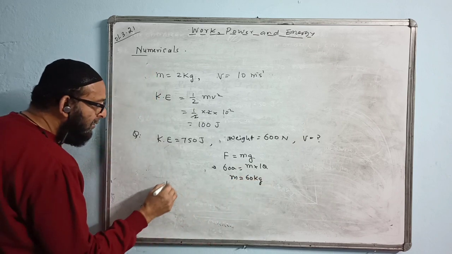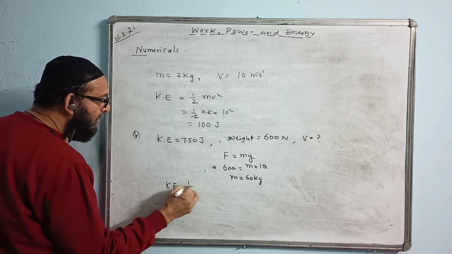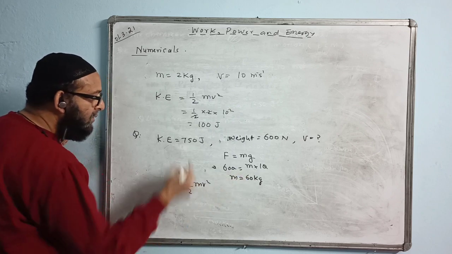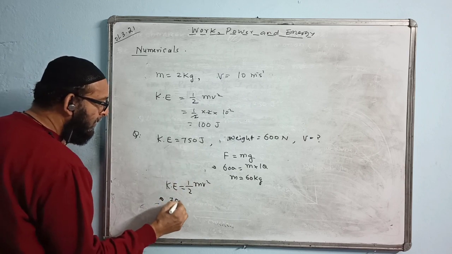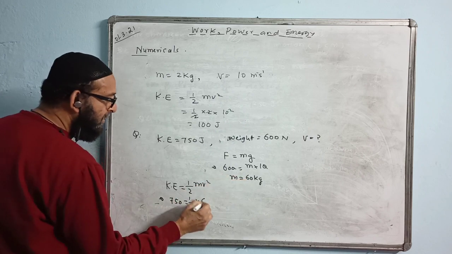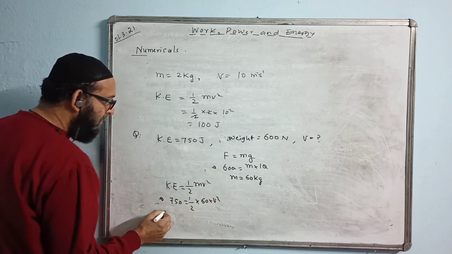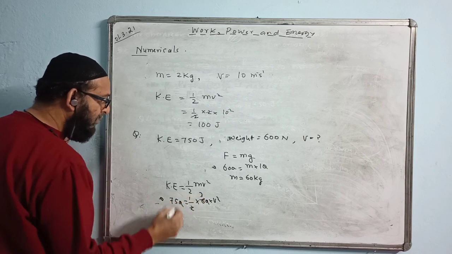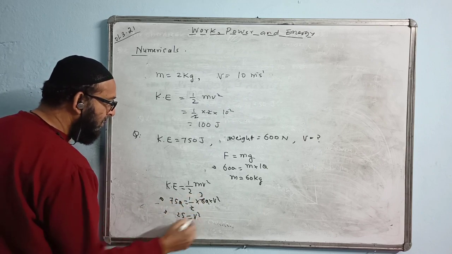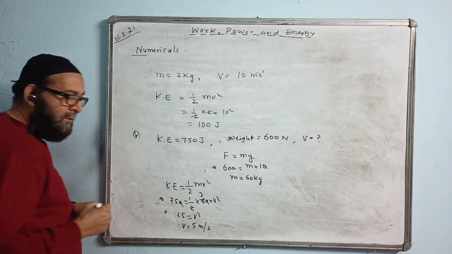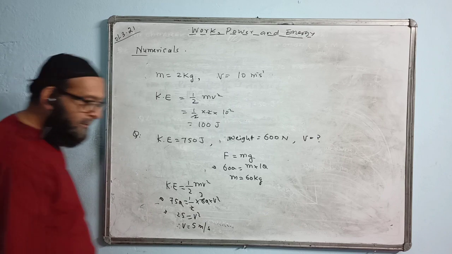Now I apply the kinetic energy formula. Kinetic energy formula is half mv square. Putting in the values, kinetic energy value is given as 750. Half, mass we just found is 60, into v square. Now we calculate. 0 will go, 2 3s will go, 3 into this, 25 is equal to v square. Therefore the value of v is coming 5 meter per second. So the man should run with this speed.